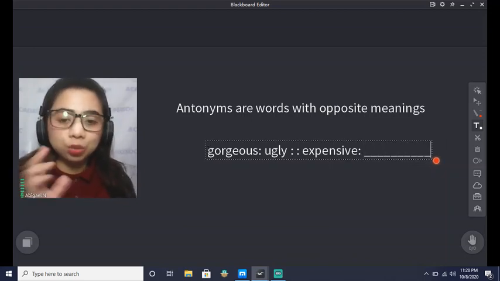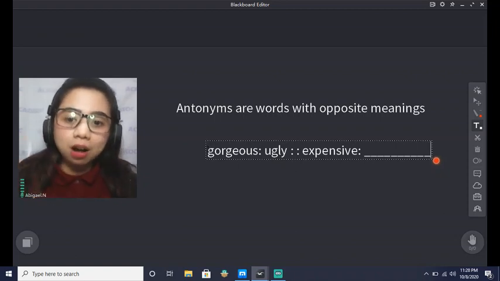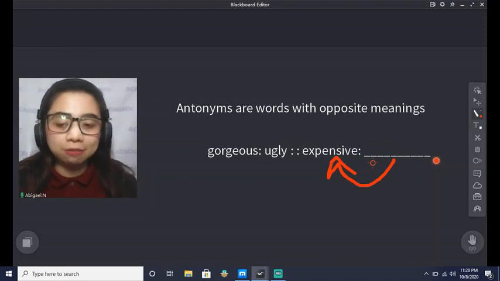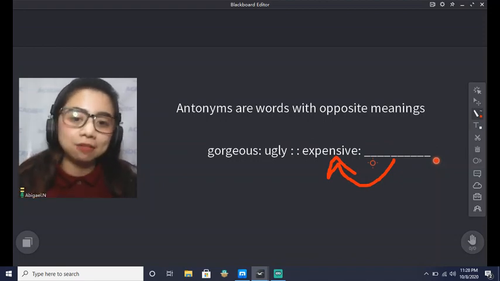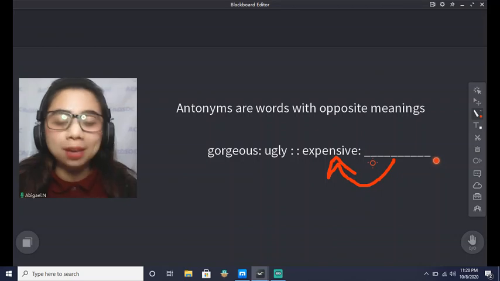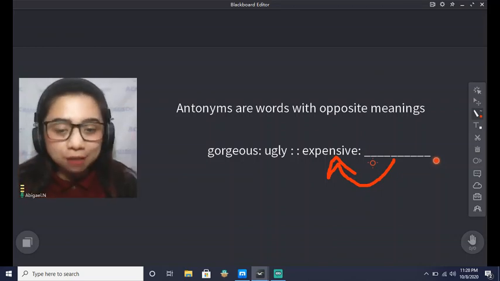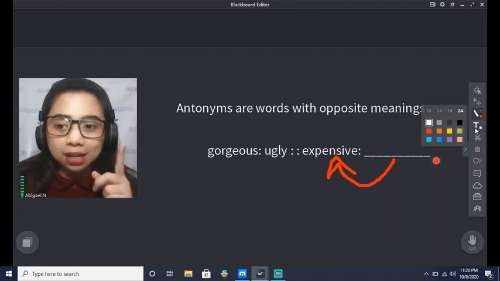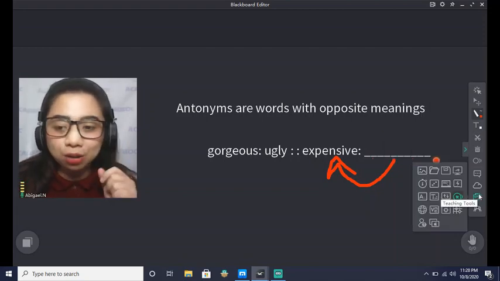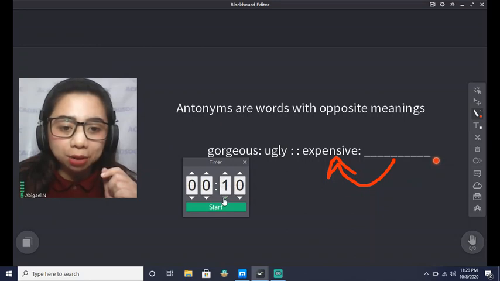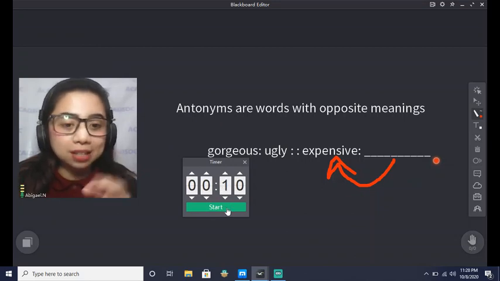Okay, so remember you have to think of a word opposite to the meaning of expensive. What do we mean by expensive? It means pricey, high priced. So you have to think of the opposite meaning of this word. I'm thinking of a word, I have my answer already. This time I will open my timer. I will set it on 10 seconds for you to think.